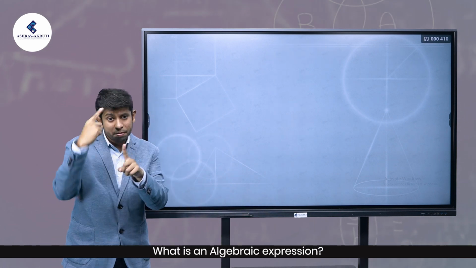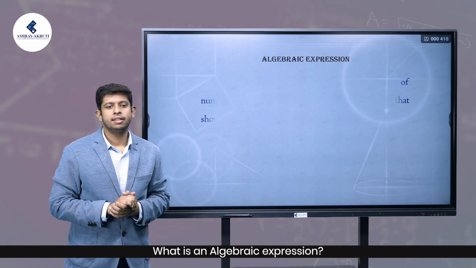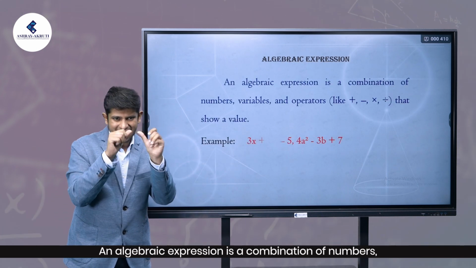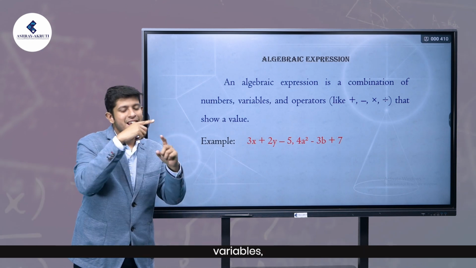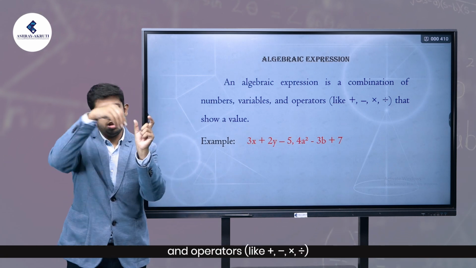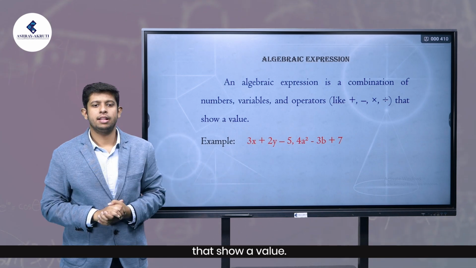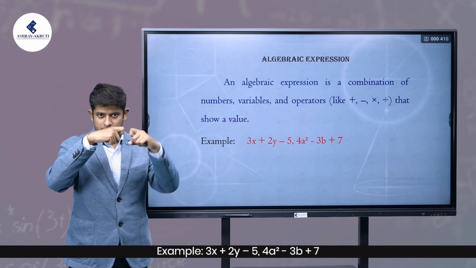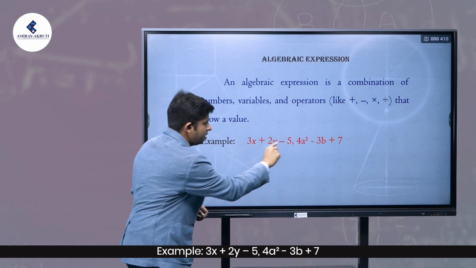What is an algebraic expression? An algebraic expression is a combination of numbers, variables, and operators like plus, minus, multiplication, and division that show a value. Example: 3x plus 2y minus 5, 4a square minus 3b plus 7.